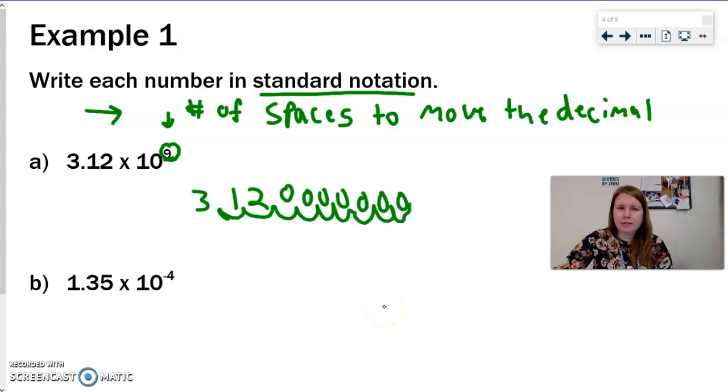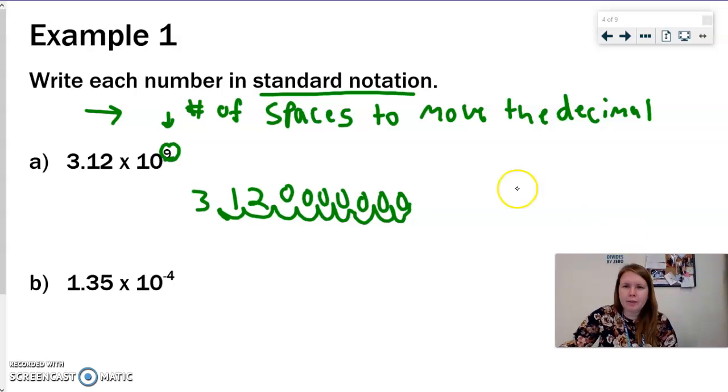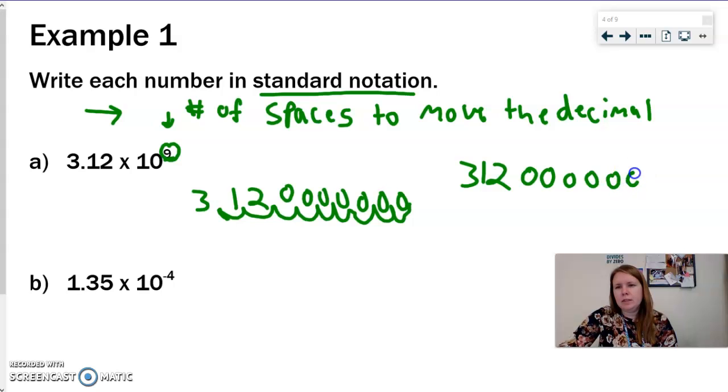So really I'm going to have 7 more zeros, and so when I actually rewrite this out, I'd have 3, 1, 2, and then I said 7 zeros when I counted it out. 1, 2, 3, 4, 5, 6, 7. So if I add in my commas, it looks to be that I have 3,120,000,000 for this. It's standard notation.